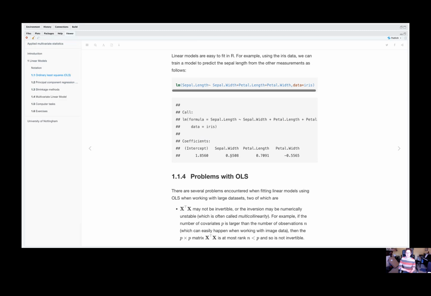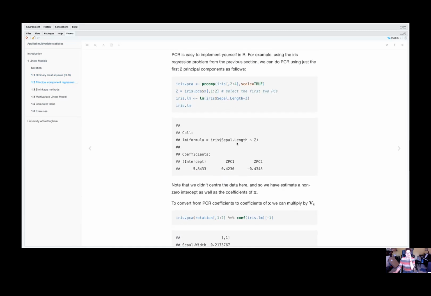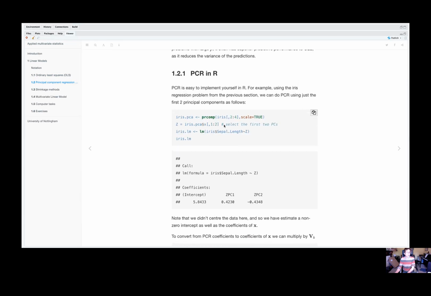Okay, so that's ordinary least squares regression. Now, to do principal component regression, we said we're going to do linear regression on the principal component scores. So just using the first two principal component scores, we could do that as follows.